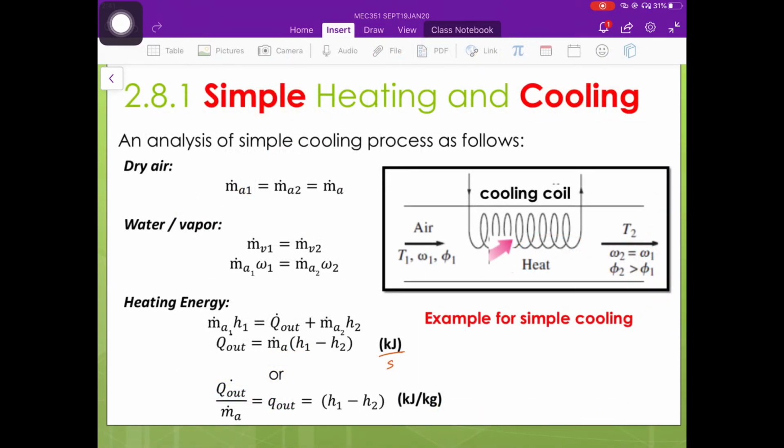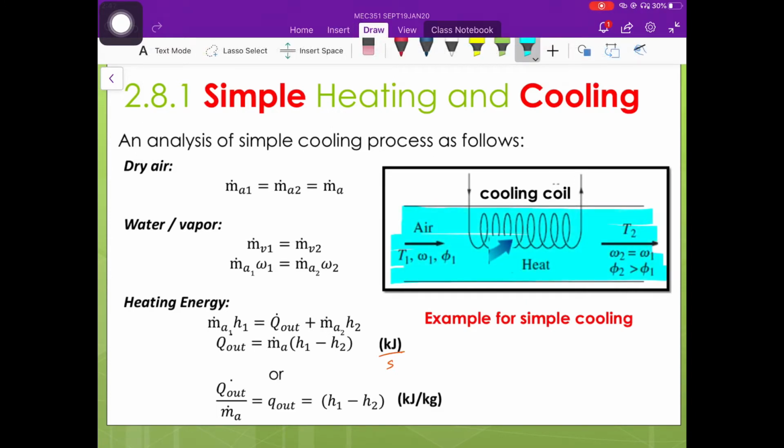A similar approach will be applied to analyze the simple cooling process. We are going to set the inside of the channel as our control volume system. The inlet section will be assigned state 1, and state 2 will represent the outlet section. In simple cooling, this heat is being absorbed by our cooling coil. It means that this heat is leaving our system.